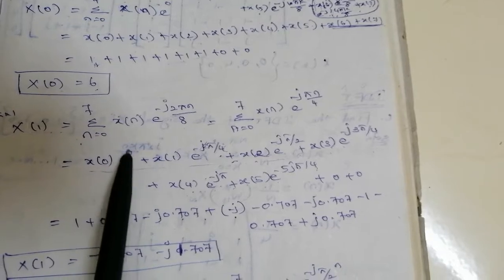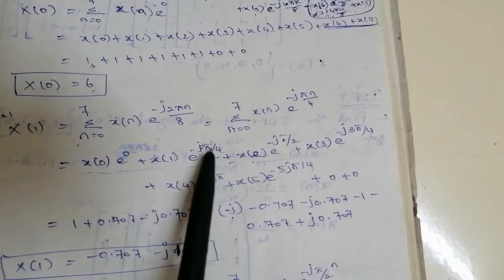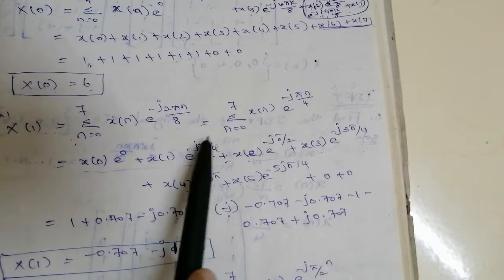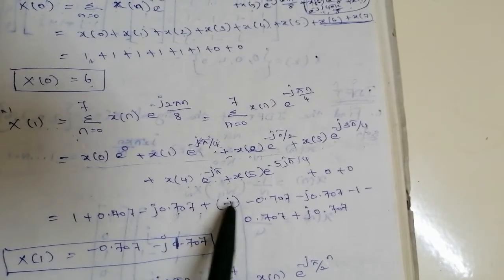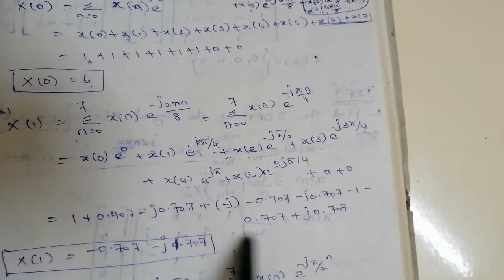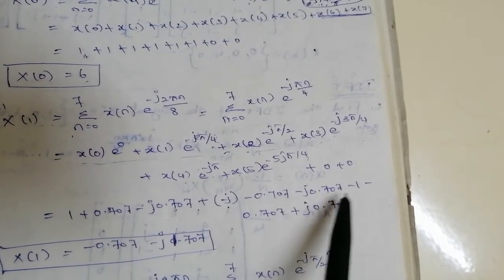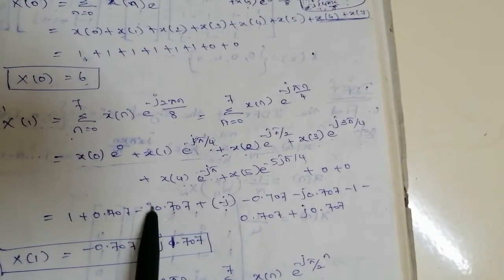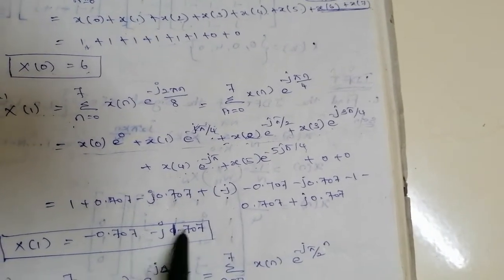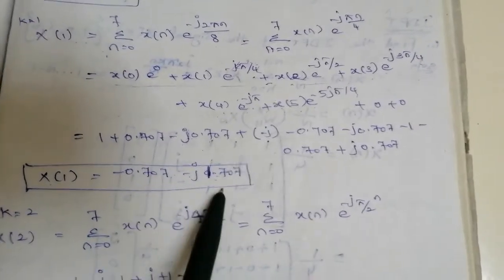Then e power 0 value is 1, multiplied with 1 it becomes 1. Here e power minus j pi by 4: e power minus j theta is nothing but cos theta minus j sin theta, so cos pi by 4 minus j sin pi by 4. By using a calculator, we can get the values for each term. Finally, the simplification is addition and subtraction only. We add all the real terms, and the imaginary terms, which carry the j value, are added separately. By simplifying this equation, we can get x of 1 equal to this value.